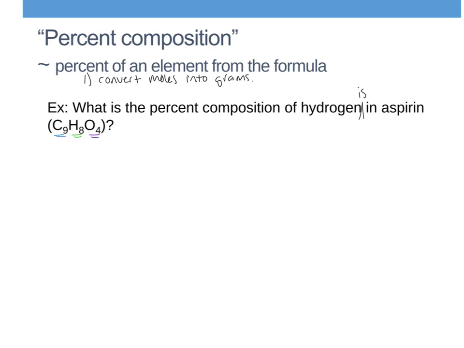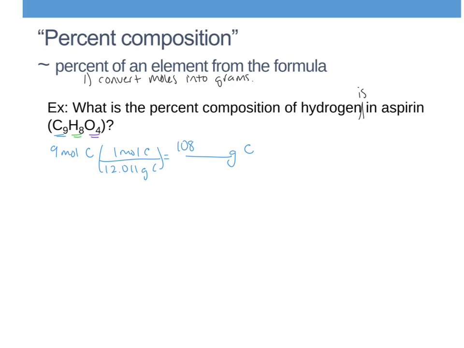So I'm going to do the carbon first. If I look at carbon here, it looks like I've got 9 moles of carbon in 1 mole of aspirin. And if I look at the periodic table, I know how to convert that into grams because on the periodic table it says that carbon weighs 12.011 grams for every 1 mole of carbon. And if I do that math, I see that that ends up being 108.